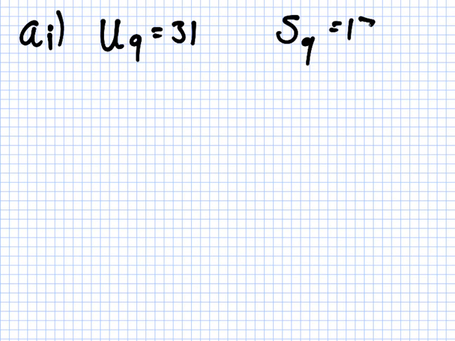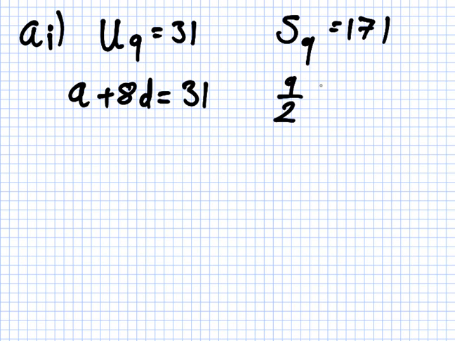So we have for A part 1, the 9th term is 31. So you have U9 is 31. And the sum of the first 9 terms is 171. So that means A plus 8D equals 31. And then 9 over 2, 2A plus 8D equals 171.